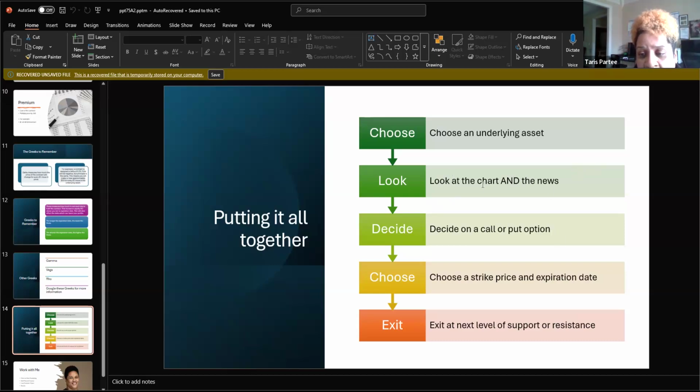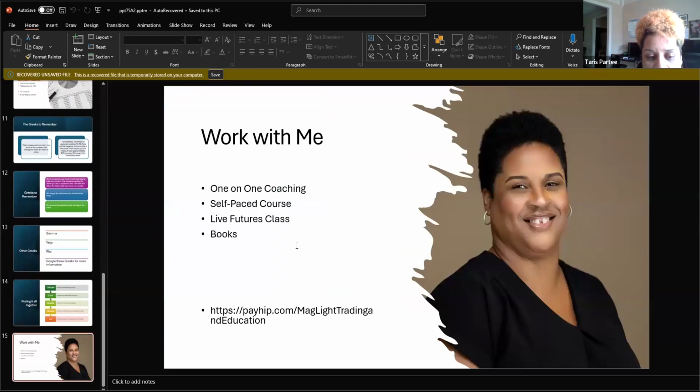So you're going to look at the stock. Look at the chart, see where you're at on it. Are we on support or are we on resistance? And then you're going to see if there's news that's going to affect that price. Okay. Then you're going to decide on whether you're going to get a call or a put. Then you're going to choose a strike price and an expiration date. You're going to exit at the next level of support or resistance. It's just that simple.